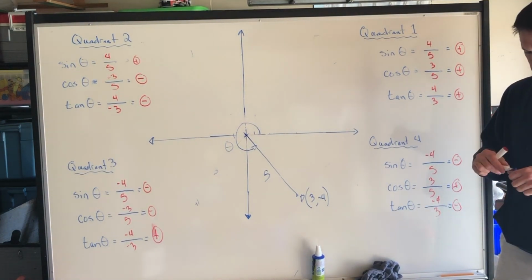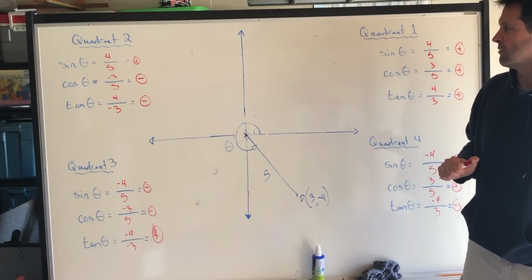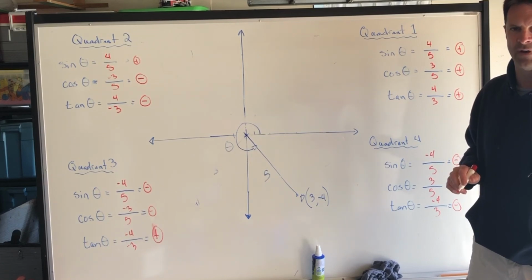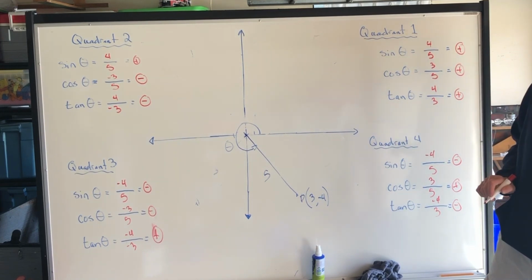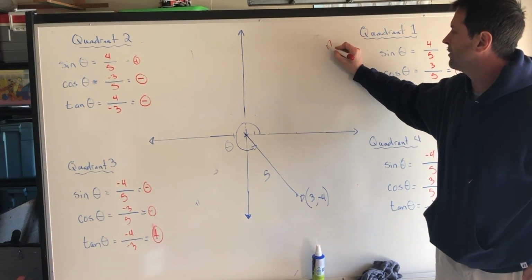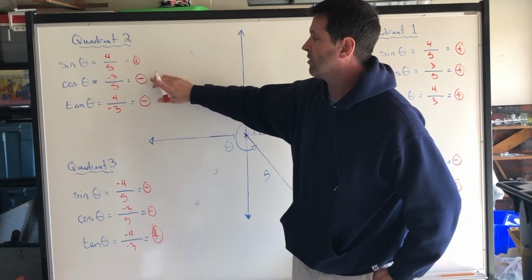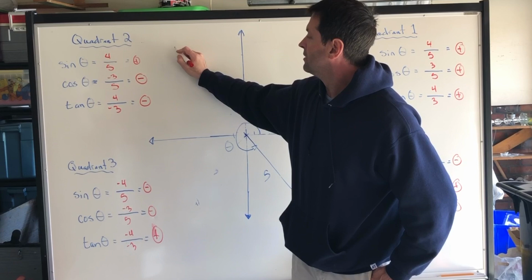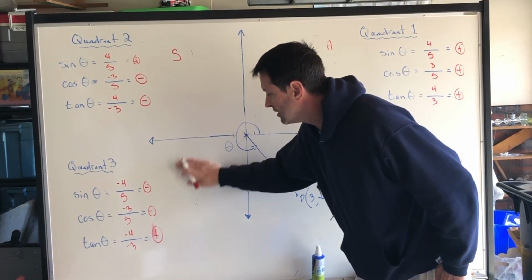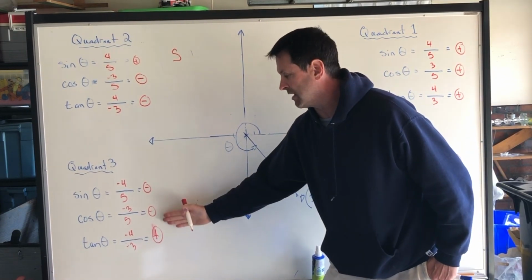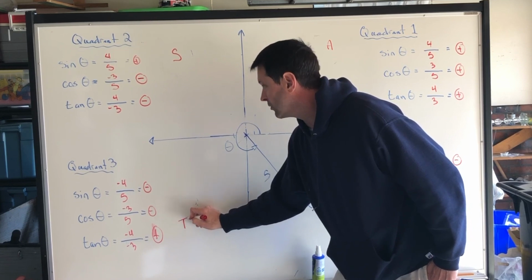Now, how do you remember which terminal arms you will find positive values? In quadrant 1, all 3 values are positive. All. So we use an A to represent all. In quadrant 2, only the sine value is positive. The cosine and tangent values are negative. So I'll put an S up here. In quadrant 3, the sine and cosine values are negative, but the tangent value is positive. So only tangent is positive in quadrant 3. We'll put a T there.